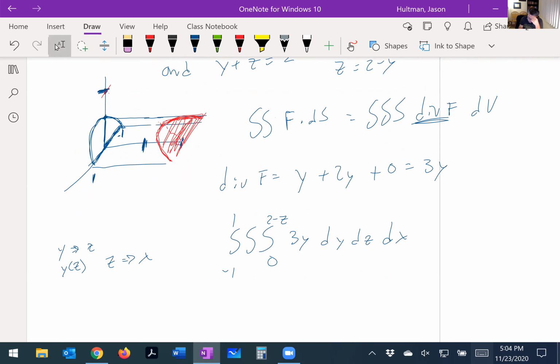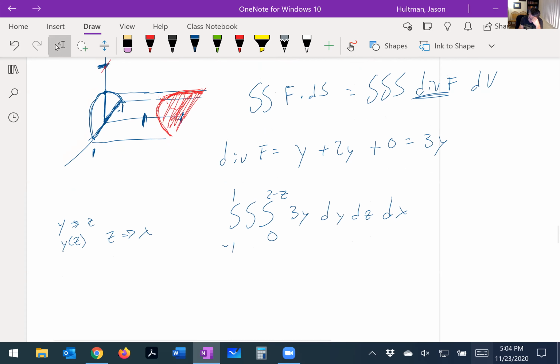I probably could have done this in terms of x and y, but that's okay. It's just because this thing is going off in the y direction, which makes it a little bit more complicated. But again, if we think of it in terms of this.